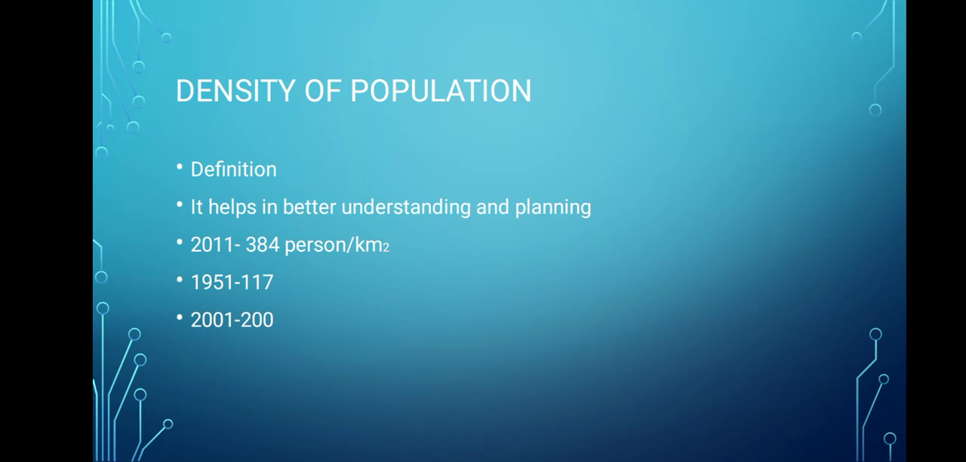This definition helps us in better understanding and planning, because if we know the number of people living in a unit area, we can plan for them, because we have to plan according to the number residing there. In 2011, the average density of population in India was 384 persons per square kilometer, while in 1951 it was only 117, and in 2001 it was 200. But in the last 3 decades of the 20th century, the population increased rapidly, so the density of population also increased.